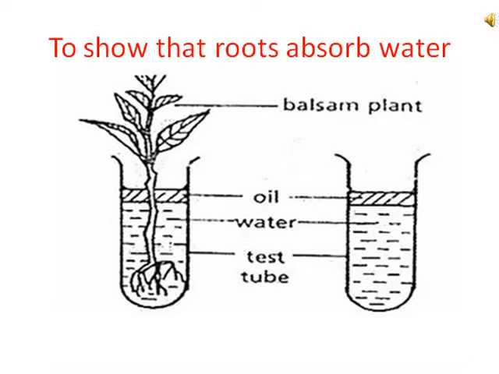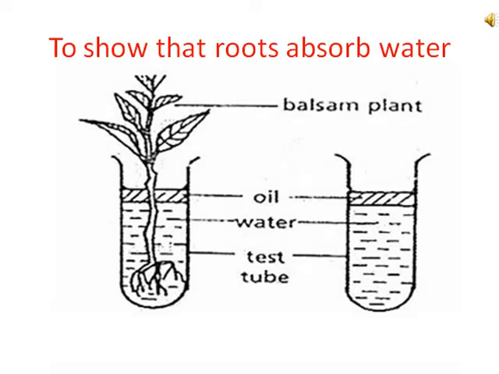Take two test tubes filled with water and add one drop of oil on the surface of the water to prevent the evaporation of water from the test tube. Then keep a plant in the test tube containing water. Another setup is a test tube with water but no plant. Keep both the setups for some time.